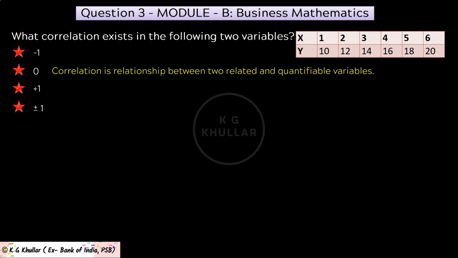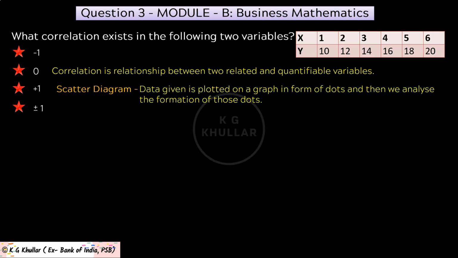Now the best way to determine types of correlation is by drawing a scatter diagram. In this method, the data given is plotted on a graph in form of dots and then we analyze the formation of these dots. So based on scatter plot diagram, correlation can be first positive correlation. Now here the points are scattered around an upward rising line.